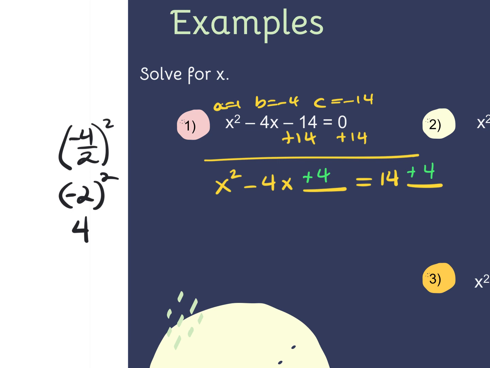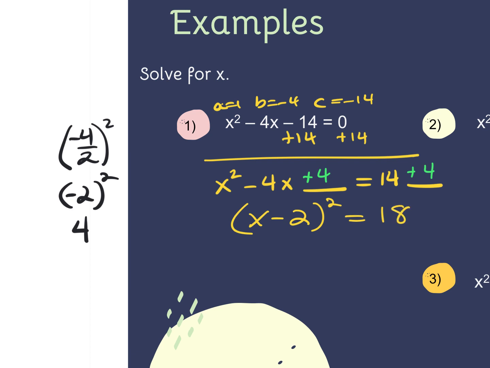So now the next step is to take this perfect square trinomial that you just created. We just made a perfect square trinomial, and we were looking for factors of 4 that give me -4, and those factors are -2 and -2. So it turns into x minus 2 squared, and then I add the 14 and the 4.